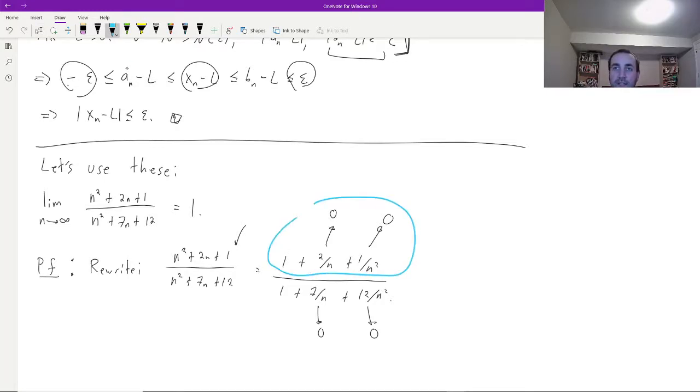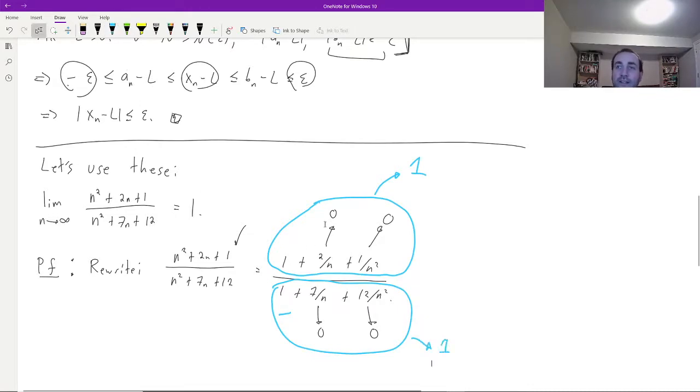Now, using my arithmetic rule, I can look at this big thing in blue, and I can take the limit of that entire sum. So this first thing is converging to 1 because it's a constant. This thing is converging to 0. This thing is converging to 0. Limits of sums are the sums of limits, so this whole thing is converging to 1. And I can do the same thing at the bottom. That whole thing is converging to 1.